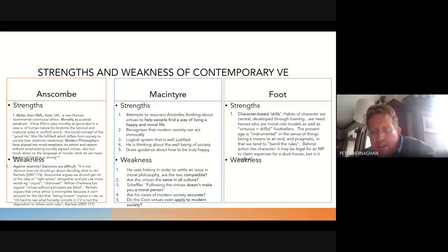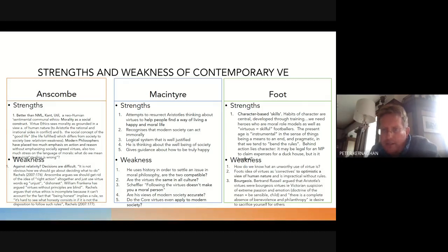So the present age is instrumental. We live in an instrumental age. Everything's pragmatic. We need to be able to bend the rules. So we want virtuous individuals who, you know, represent that. But what about MPs who lie and claim expenses for duck houses and all sorts of things we've seen in the past?